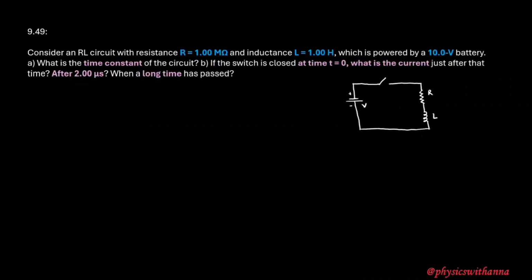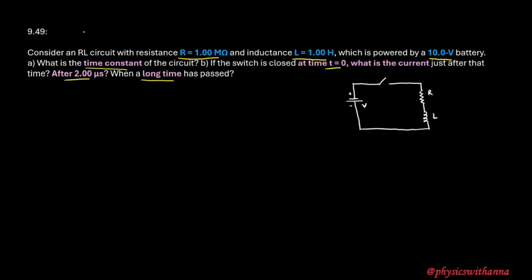In this video, we are going to discuss questions based on RL circuit. So let us discuss question 9.49. Consider an RL circuit with resistance R equals 1 mega ohm, inductance L equals 1 Henry, which is powered by a 10-volt battery. What is the time constant of the circuit? And B, if the switch is closed at time t equals 0, what is the current just after that time, after 2 microseconds, and when a long time has passed?